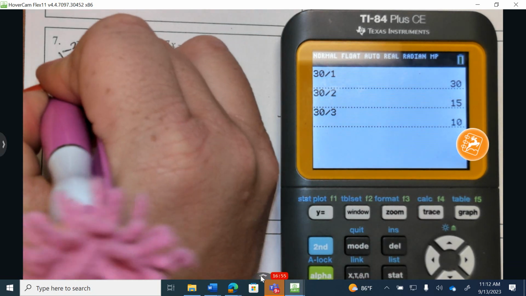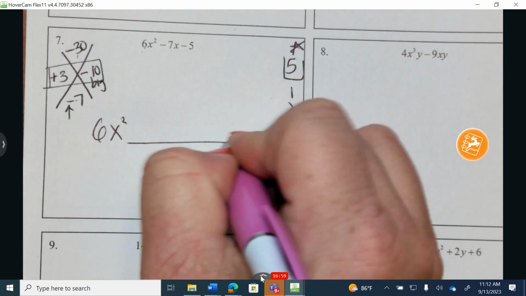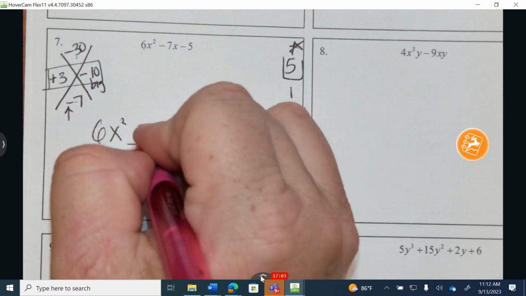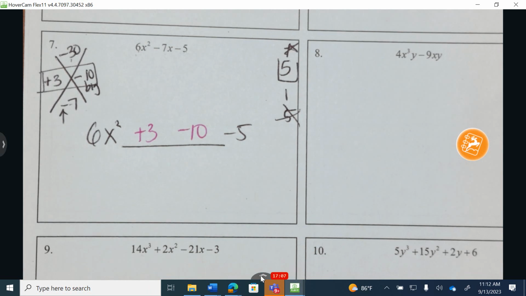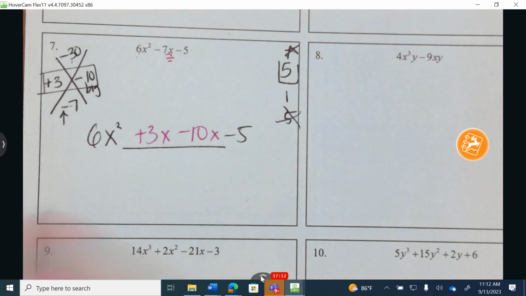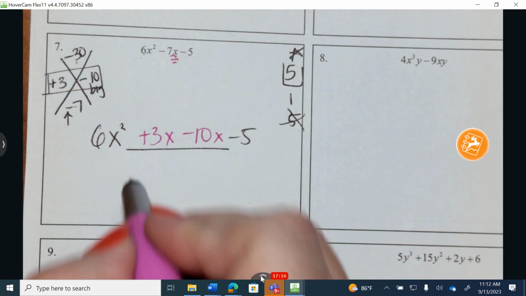So 10 and 3. I'm going to write down the problem. 6x squared, leave a blank, minus 5. In this position, I'm going to put plus 3 and minus 10. This is the second mistake students make. What am I forgetting to do? Put an x down. And then I'm going to get started. Which one you put in front? I could put negative 10 in front. I'll still have the right answer at the end.